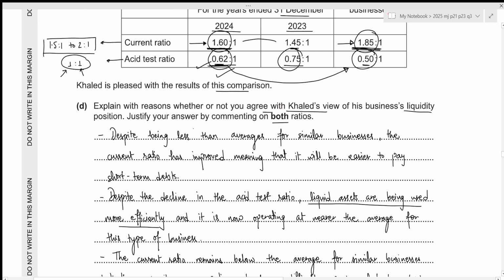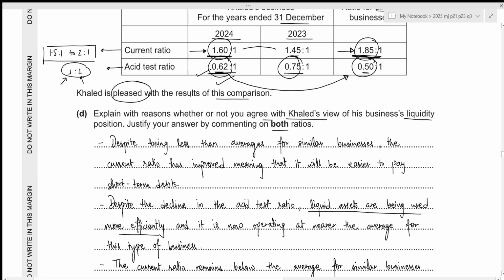Okay, now we need to explain with reasons whether or not you agree with Khalid's view of his business's liquidity position. And Khalid was pleased with the results of this comparison. And in this case, I would have to agree with Khalid as well, because as for the current ratio, it's still higher than 1.5, which means that we have more current assets to cover our short-term debts, which is the current liabilities. And even as compared to our industry average, it's not far behind. We're only behind by 0.15. And that does not indicate that the business is not doing well.